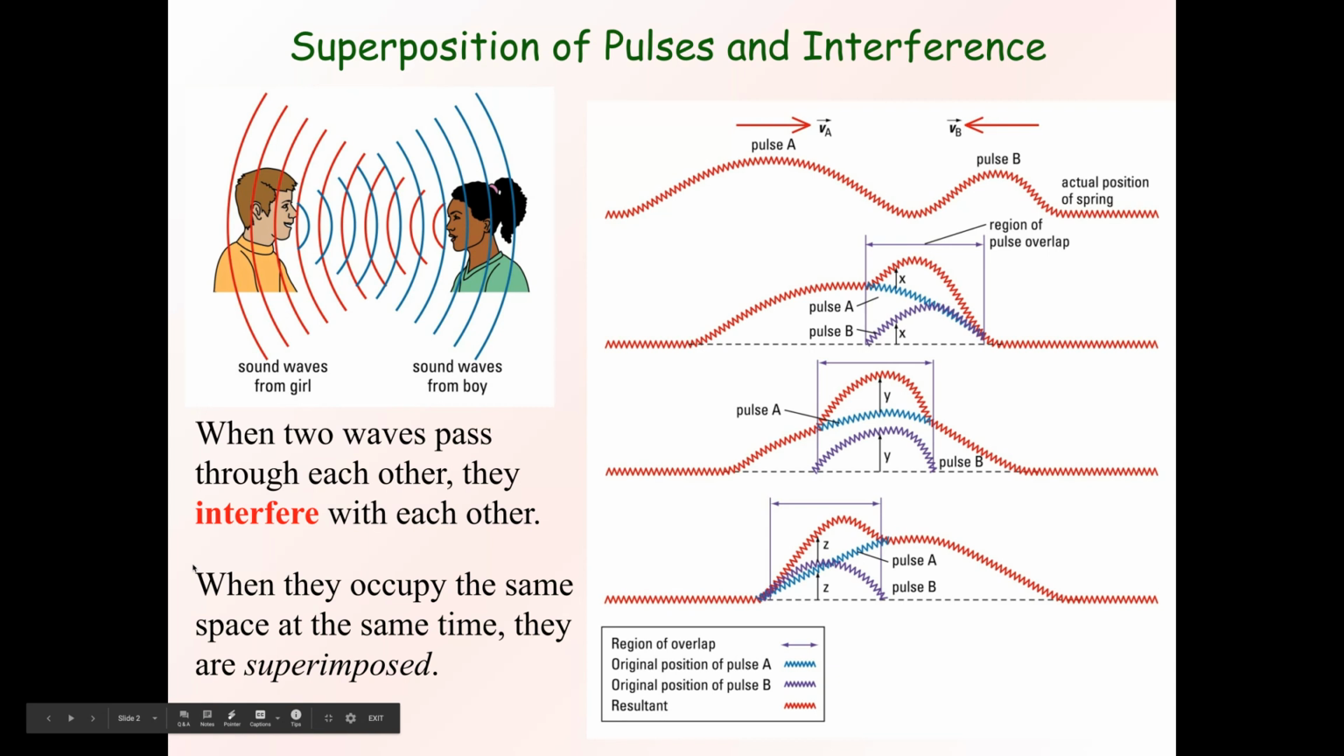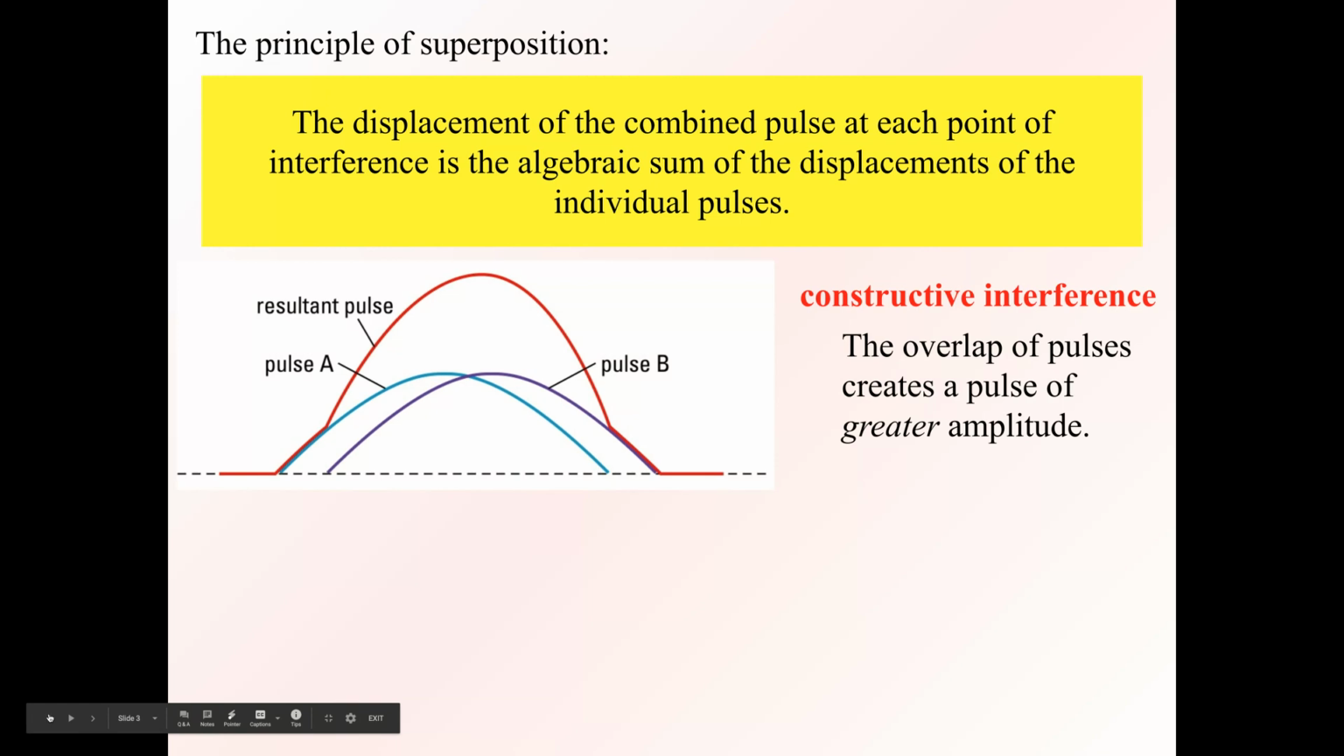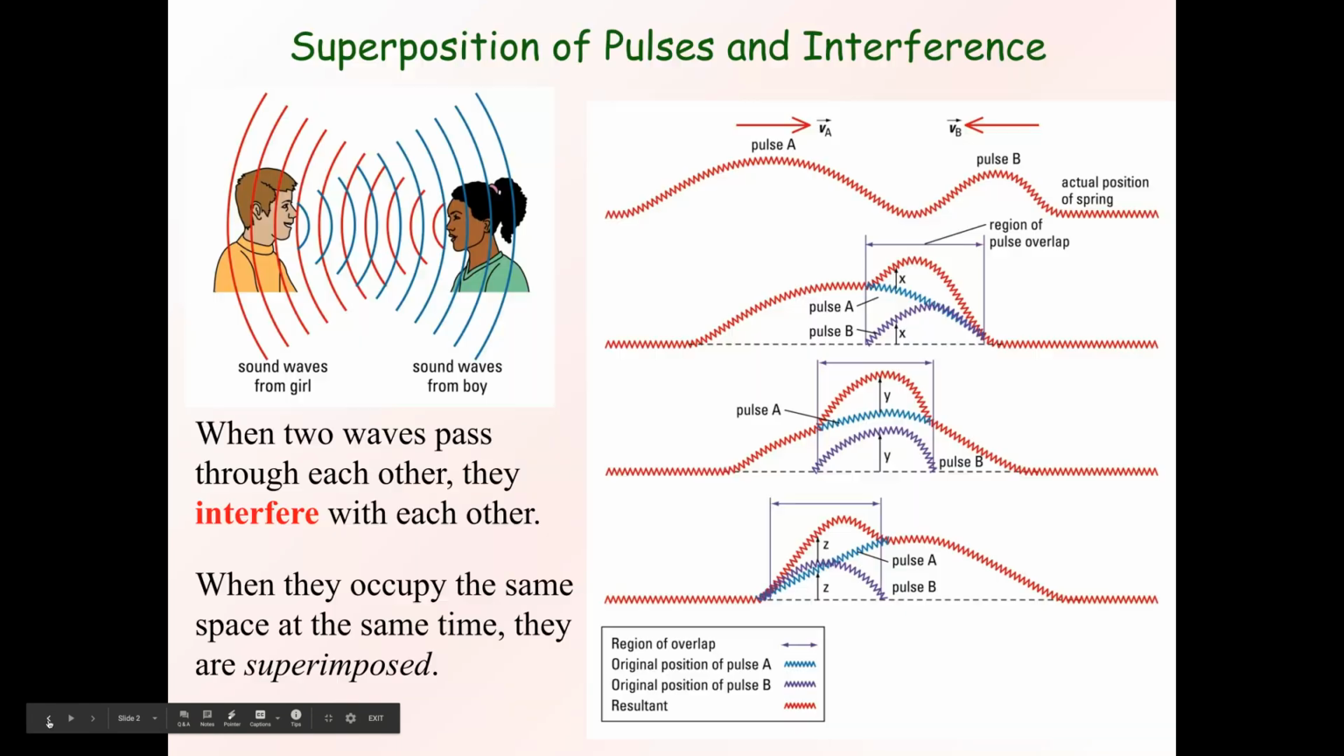Because when they occupy the same space at the same time, they are superimposed. So what happens? We have pulse A going one way, pulse B going another way. In the region where they overlap, pulse A wants to be down here, pulse B wants to be here, and so they combine together to get this weird overlap, or superimpose with each other.